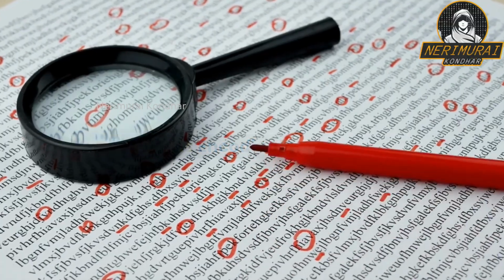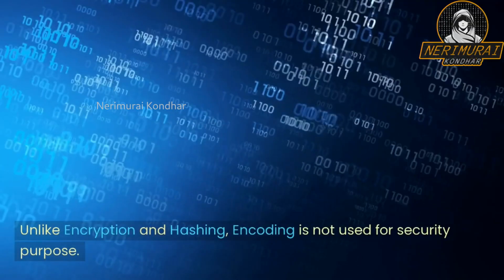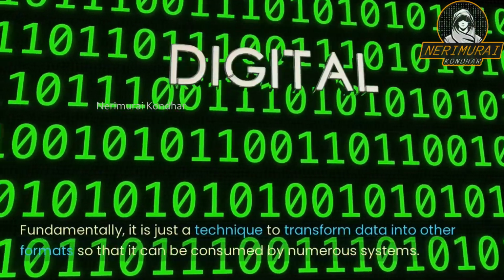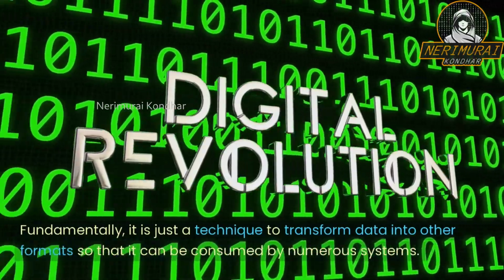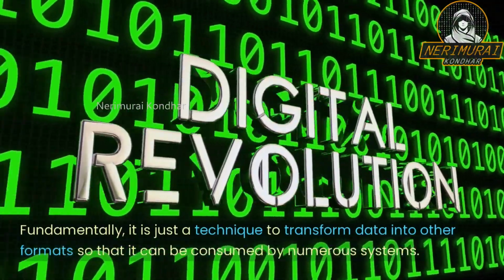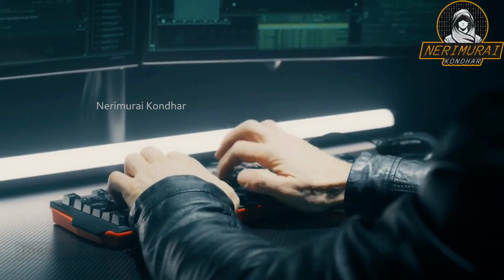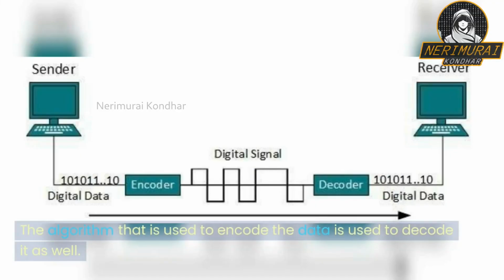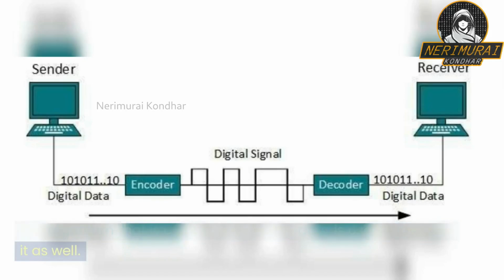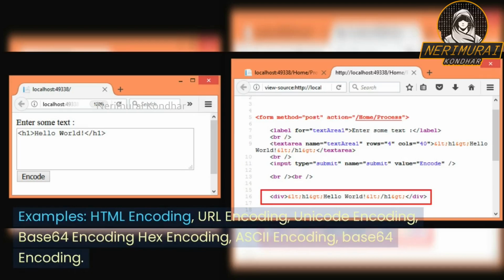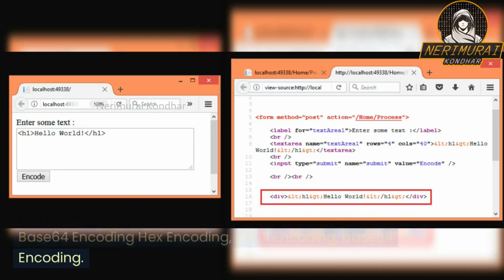What is encoding? Unlike encryption and hashing, encoding is not used for security purposes. Fundamentally, it is just a technique to transform data into other formats so that it can be consumed by numerous systems. There is no use of keys in encoding. The algorithm that is used to encode the data is used to decode it as well. Examples: HTML encoding, URL encoding, Unicode encoding, base64 encoding, hex encoding, ASCII encoding.